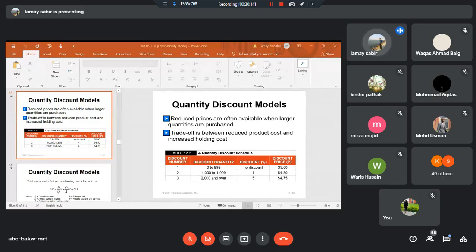So, dear student, we are talking about the quantity discount model in which there are three ranges of quantity and every range is offering you a discount. It's a very simple phenomenon. If you go to a market and you want to buy one pen that costs rupees 30, but if you want to buy 100 pens, definitely they will give you some discount.